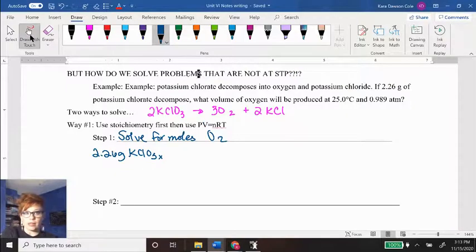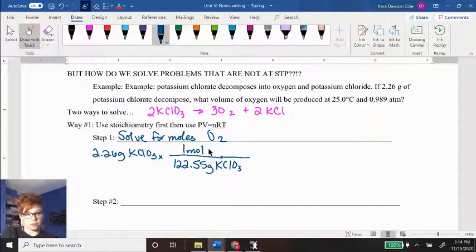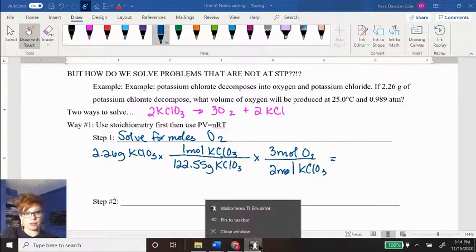So I already know the first row is 122.55 grams of KClO3 over 1 mole KClO3. And then times the mole ratio, right? 2 moles of KClO3 over 3 moles of oxygen. And I'm going to go ahead and equal that out. So I have that number in my calculator.